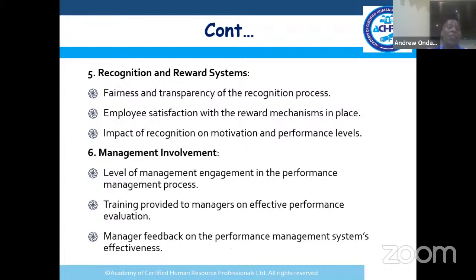Next is the recognition and rewards. I want to mention two things about recognition and rewards in relation to performance appraisal. One, there is a reward system called performance-related pay, where people are paid according to their performance. That if you have been given a target, you achieve that target, you are paid for it. You don't achieve targets, you don't get paid for it.